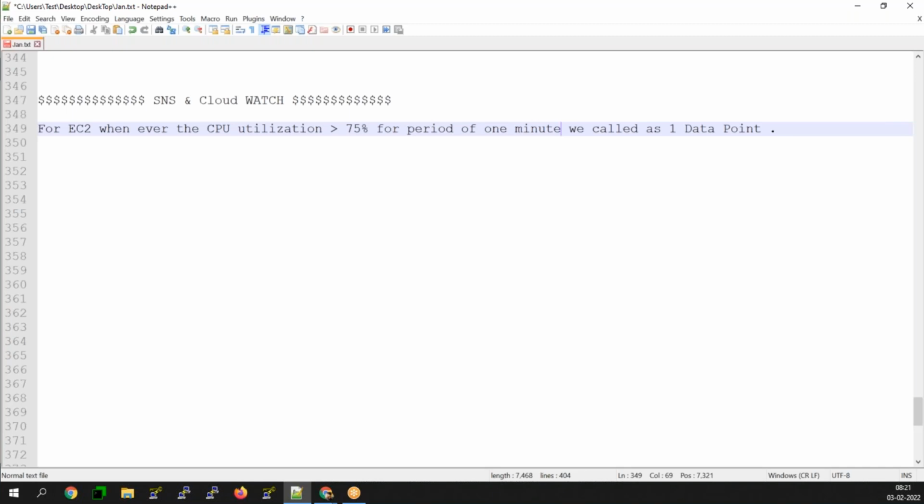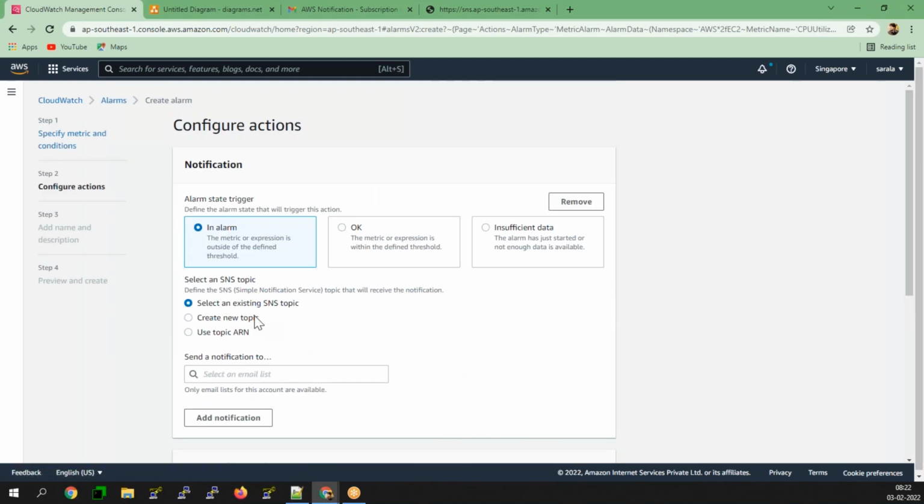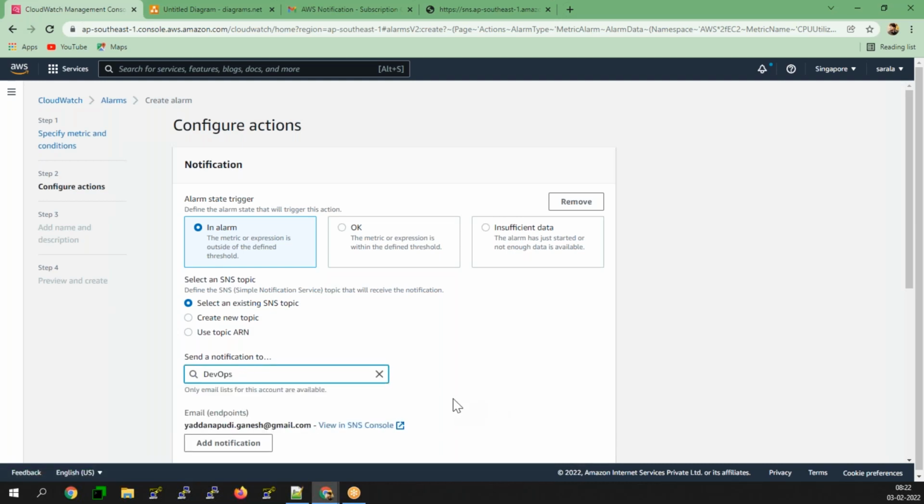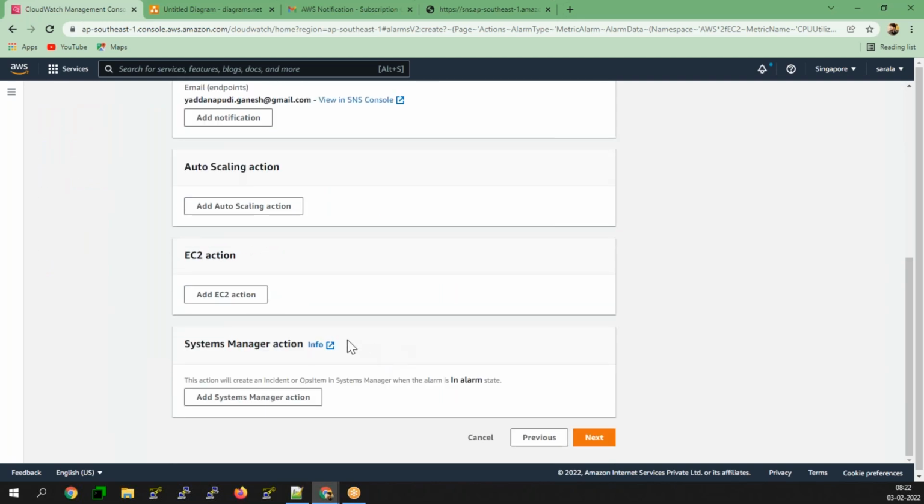Now here we're going to create this alarm, and you are sending the SNS notification to the respective DevOps group. Along with the notification, you can also perform some actions, EC2 actions.